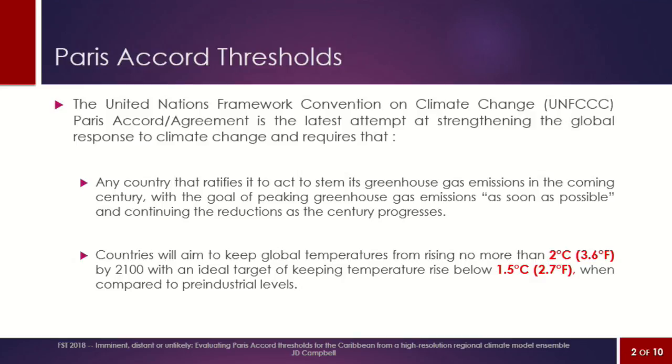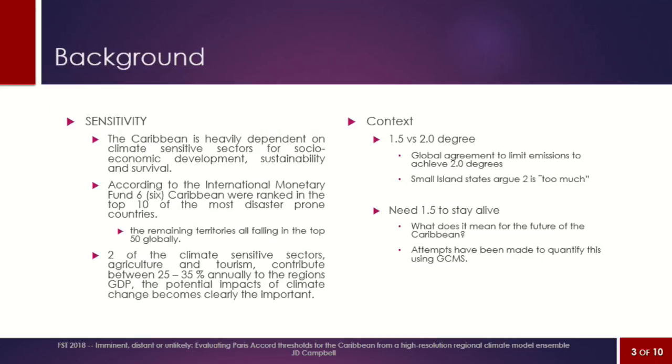For my presentation, the key things you're going to note is that it sets out that at the end of the century, it should be no more than 2 degrees, with an ideal of 1.5. So the key things you're going to be noting are 2 degrees and 1.5 degrees. All right? But why is this important for the Caribbean?